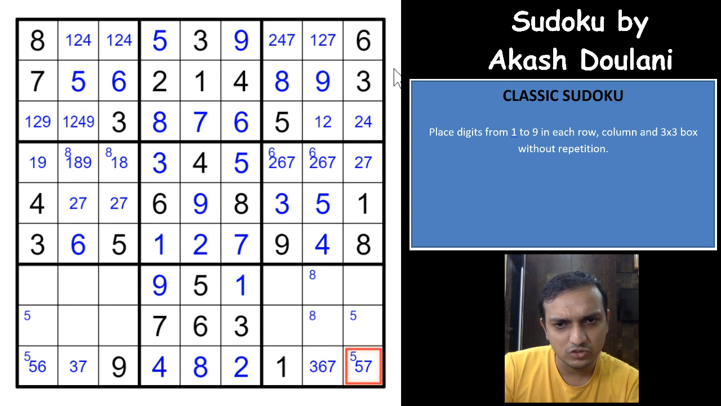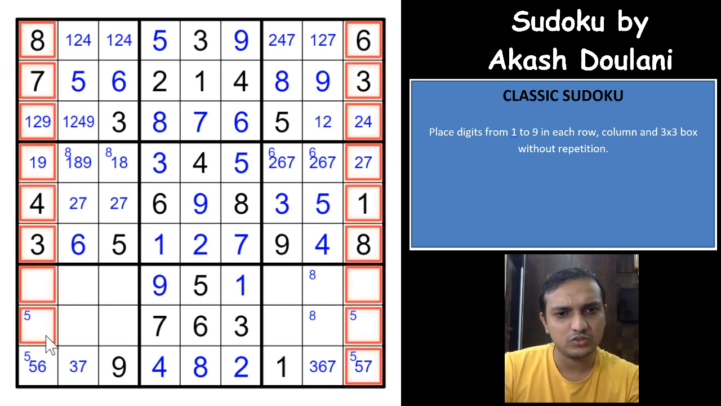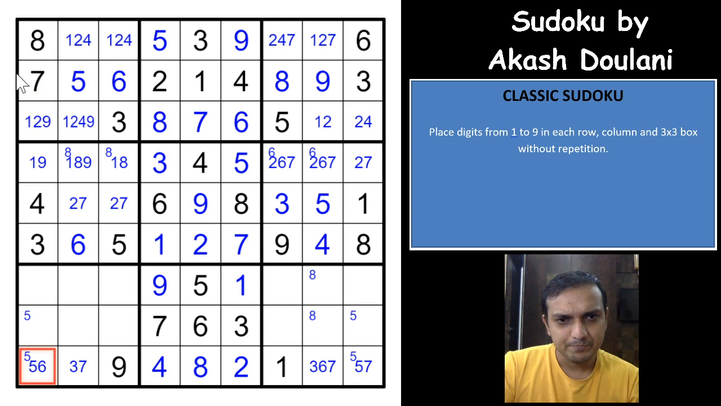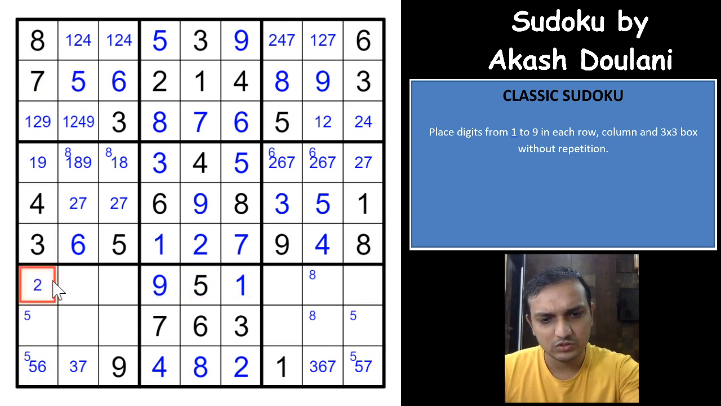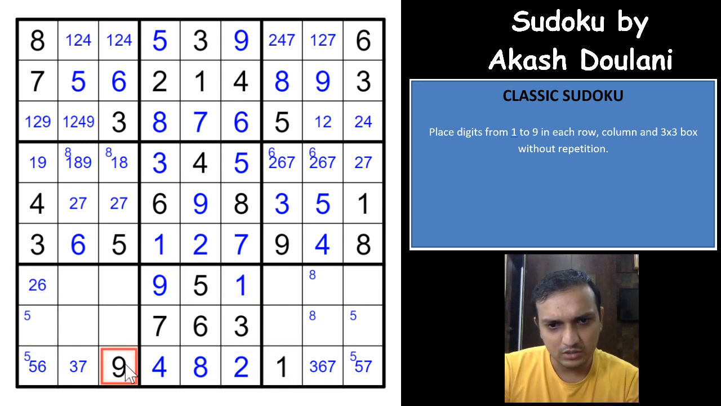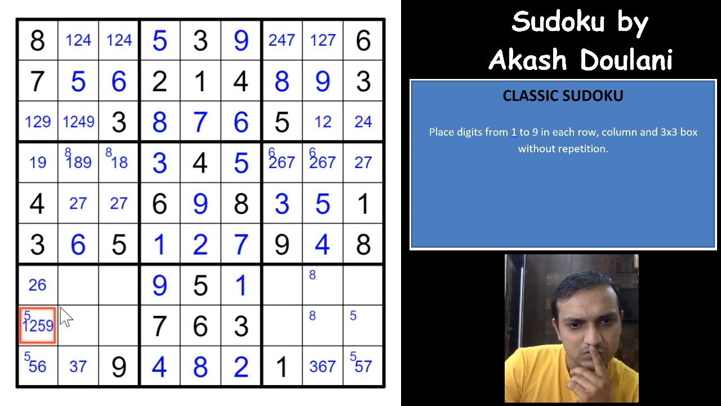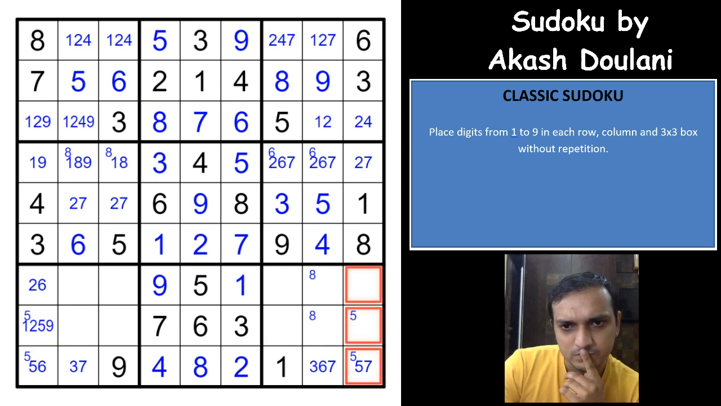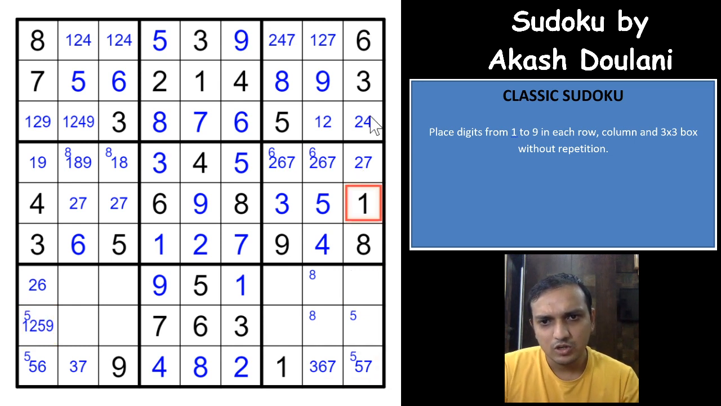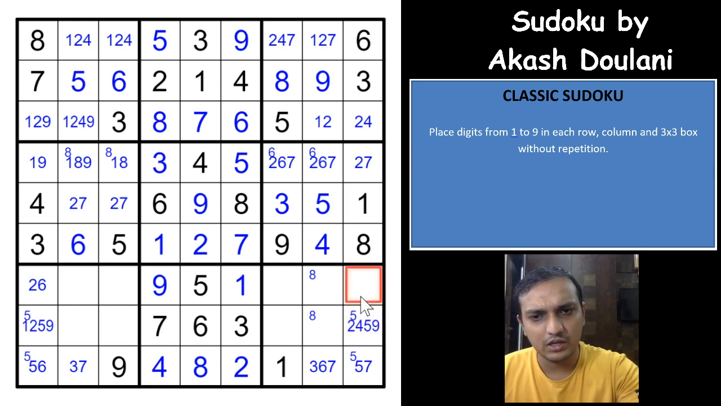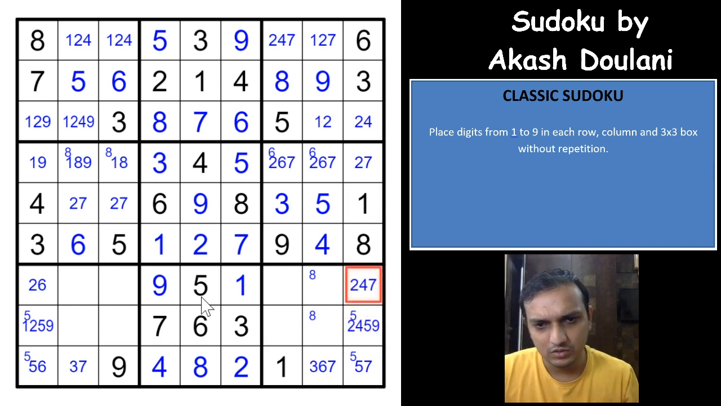I feel something should be there in these two rows because 4 digits are placed, right? So 1 2 5 6 9. 1 5 9 2 6. 1 9 2 5 6, 1 2 5 9. Same way I'll get something here. So 1 2 4 5 7 and 9. 5 7 2 4 5 7 9. 7 2 4 5 9 and 2 4 7 5 and 9.